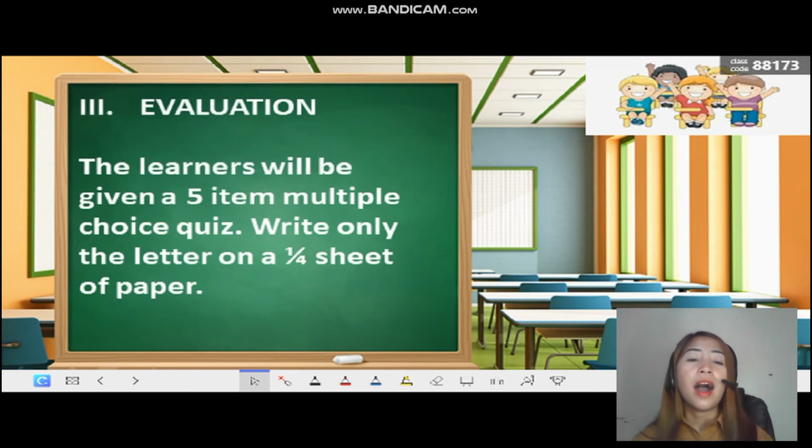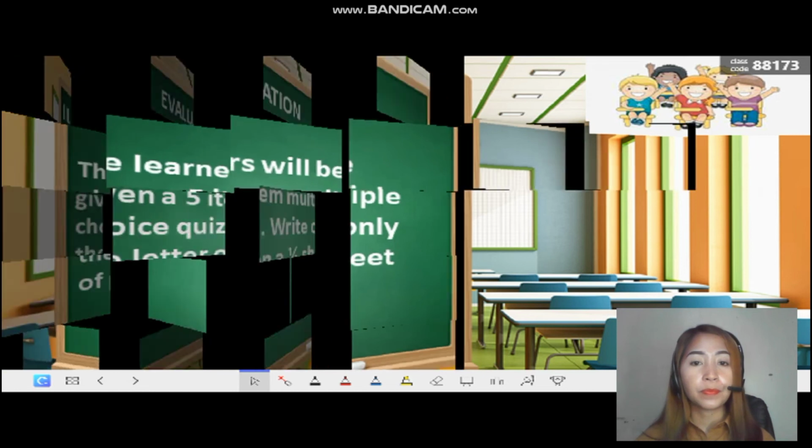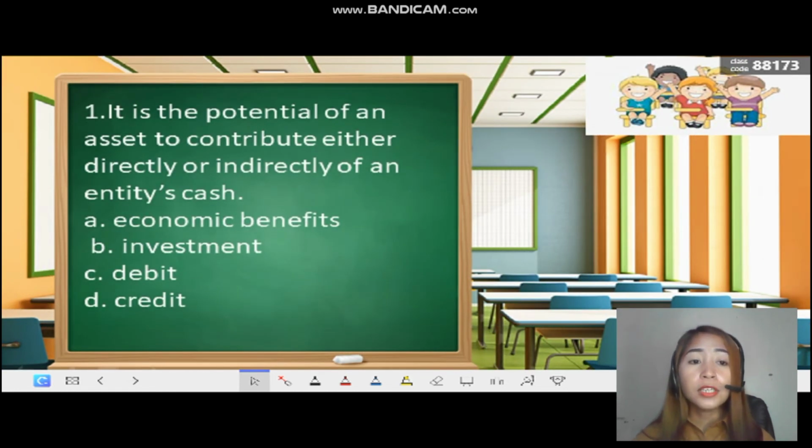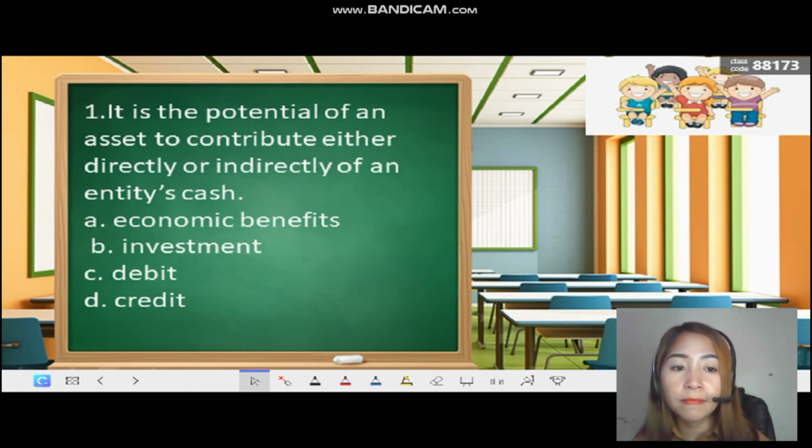And now, I am going to evaluate you all. So the learners will be given a 5-item multiple choice quiz. You'll write it on the 1/4 sheet of paper. So the first question is, it is the potential of an asset to contribute either directly or indirectly to an entity's cash. So anyone who can answer this question?